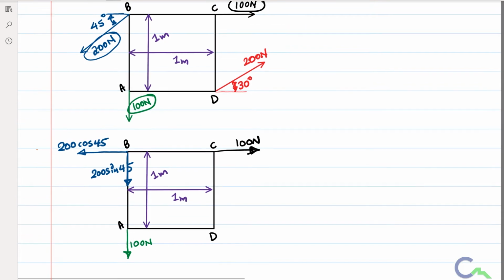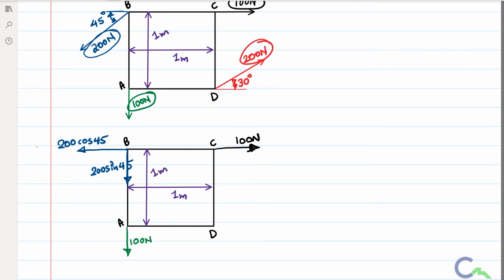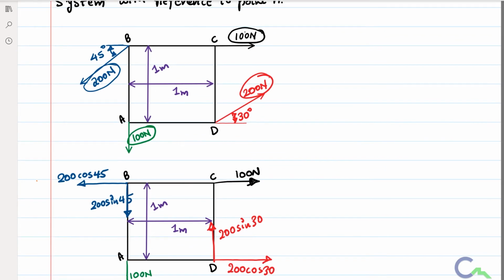The last force, that is 200 Newton force, the angle is given with respect to horizontal. First I am going to resolve in horizontal direction, that is 200 cos 30. In vertical direction, 200 sin 30. If the resolution concept is not clear, you can check in the description. The video is available on resolution of forces. After resolving all the forces, now I am going to calculate summation along horizontal and vertical direction.